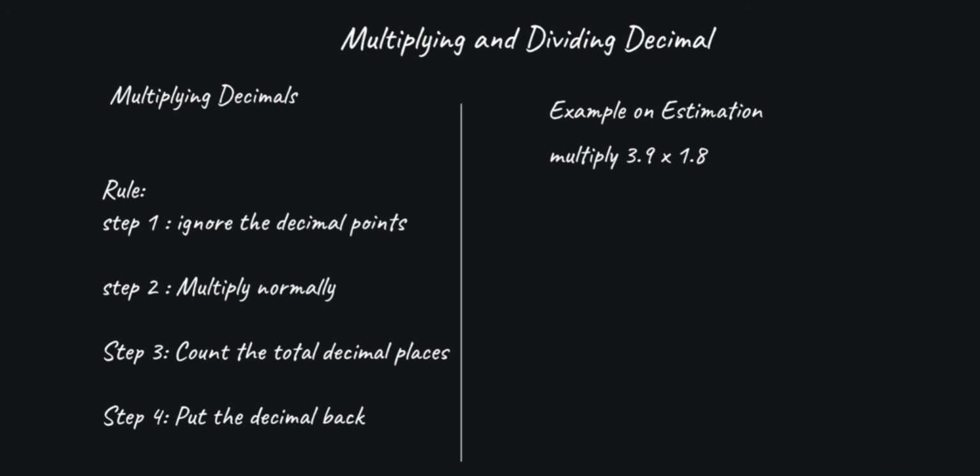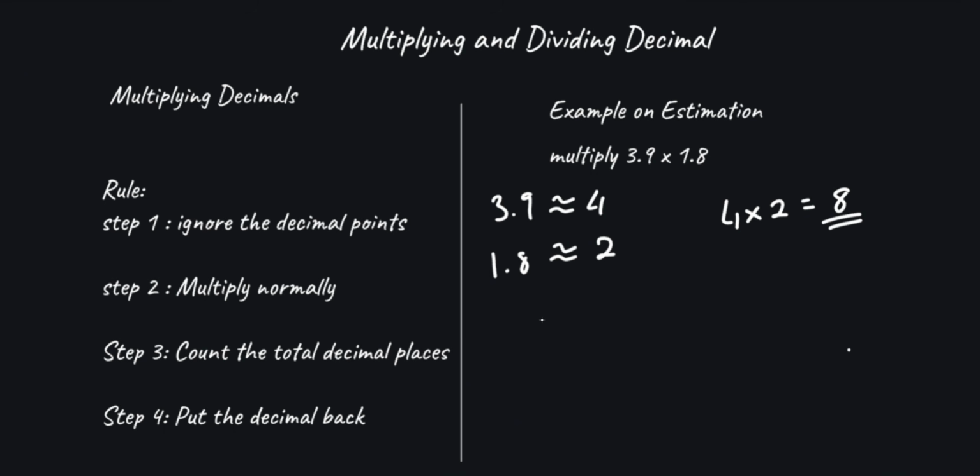Let's estimate 3.9 times 1.8. 3.9 is about 4. 1.8 is about 2. So what's 4 times 2? It's 8. Now let's try and solve it.